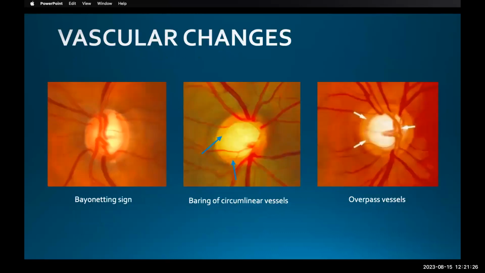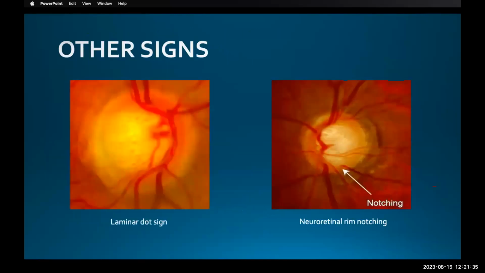In vascular changes, we have Bayonetting sign, which is sharp angulation of the blood vessels at the disc margin due to nerve fiber layer thinning. Bearing of circumlinear vessels can also be seen, as well as overpassing of vessels. Laminar dot sign is also seen, which is fenestrations of the lamina cribrosa due to thinning of the nerve fiber layer. Also, neuroretinal rim notching can be seen.